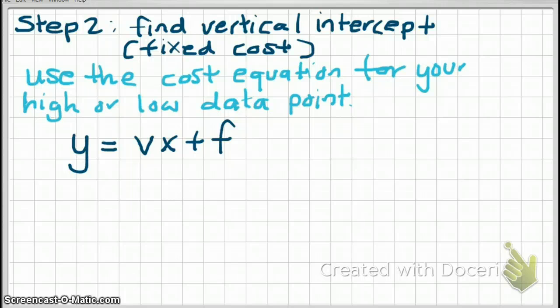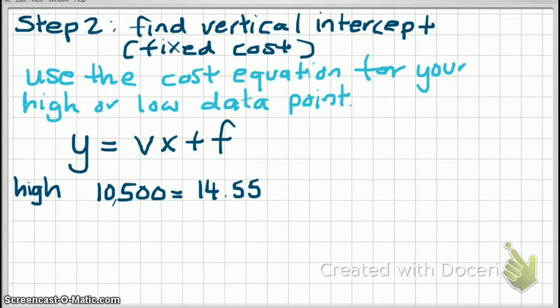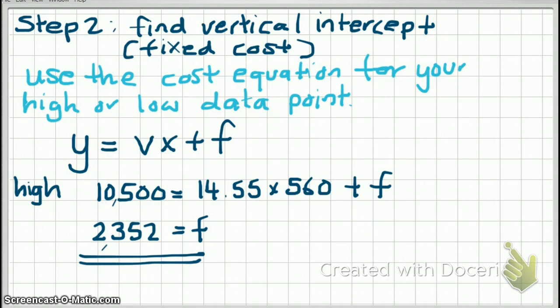If we take our highest data point to calculate the fixed cost, your highest data point said that your total cost was 10,500. Your variable cost, which you calculated in step 1, was $14.55 per member. You know that at your highest data point, the volume was 560 guests, so your x is 560. Now your only unknown is f, which is your fixed cost, and you know how to calculate that. You solve for f. That gives f to be $2,352.